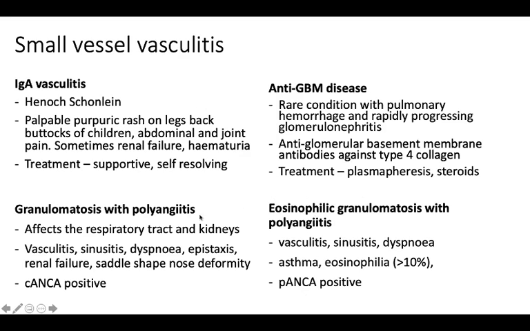And I guess the difference between these two conditions, so granulomatosis with polyangiitis and eosinophilic granulomatosis, is that in here, as it's in the name, you might also, in addition to the vasculitis, the sinusitis, and the dyspnea, you might also have asthma and eosinophilia above 10%. So this is a good way of differentiating them, and obviously the different ANCAs. Okay, so that's all the main small vessel vasculitis.